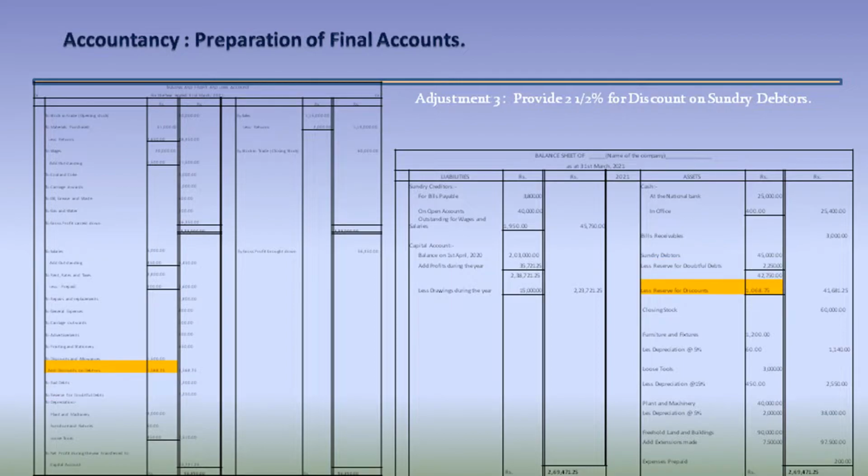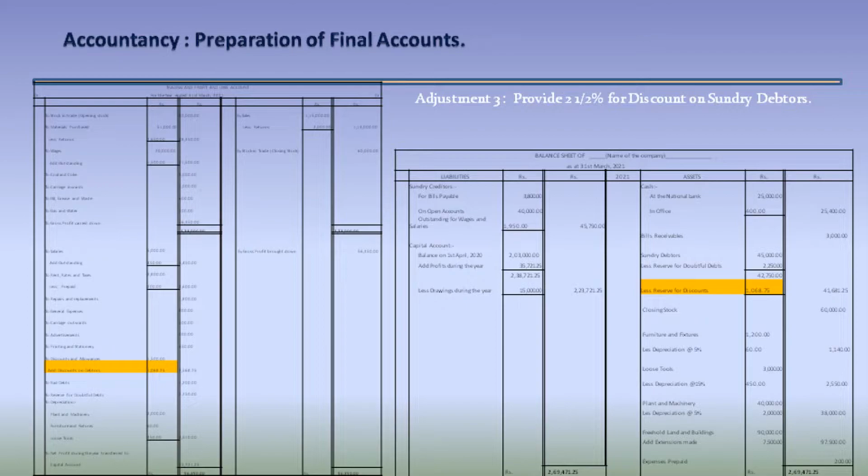Adjustment number 3. Provide 2.5% discount on sundry debtors. Now, the balance in sundry debtors account after providing reserve for doubtful debts is 42,750. So, on 42,750, we need to provide 2.5% discount on sundry debtors. So, it comes in the profit and loss account debit side. To discount and allowances, in the trial balance 1,500 is already there, and then we have to add a discount on debtors for this year, 1,068.75. Total 2,568.75 in the outer column.